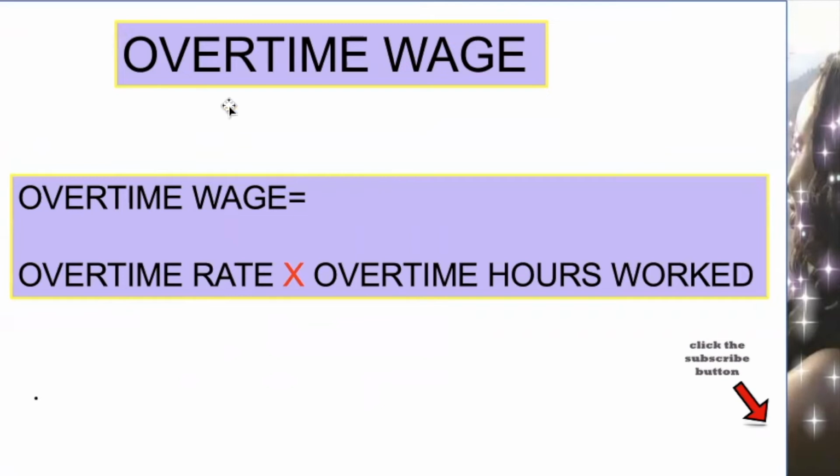Now, sometimes, we like overtime because we are going to get extra money. So the overtime wage is the overtime rate times the overtime hours worked. So the amount that you work, overtime, and overtime rate is the new rate that you'll be paid. So we have our basic rate. That's the amount you sign your contract to be paid.